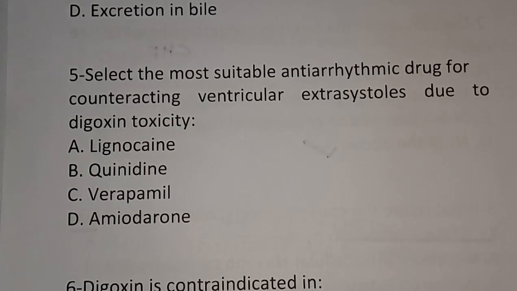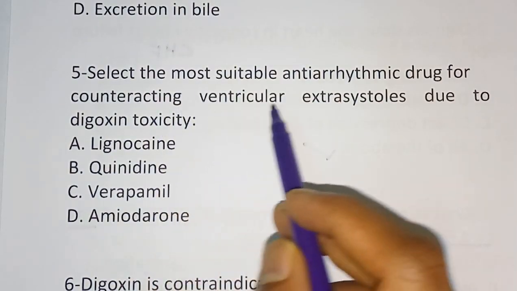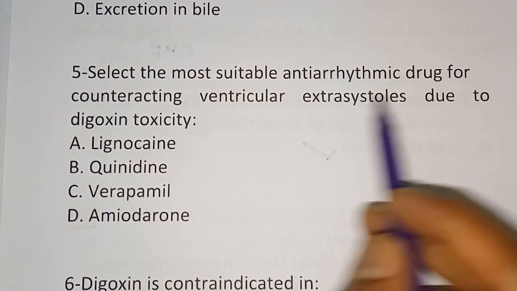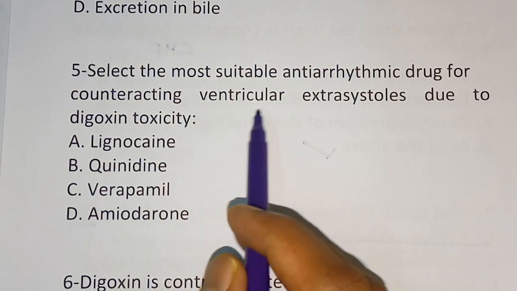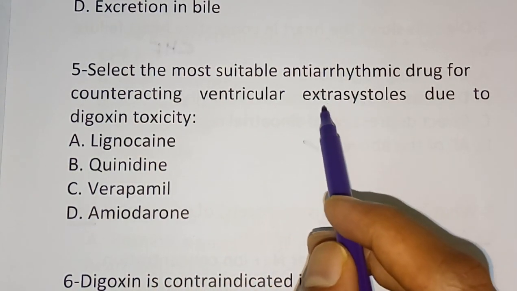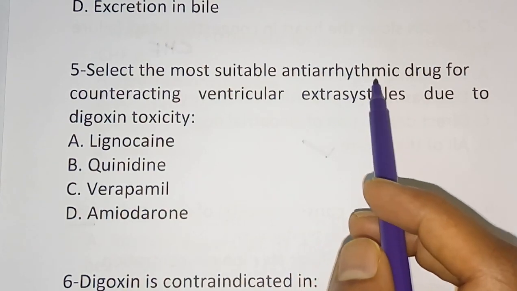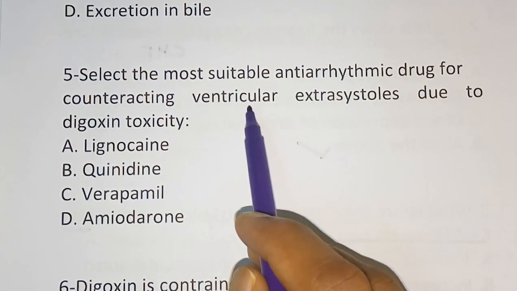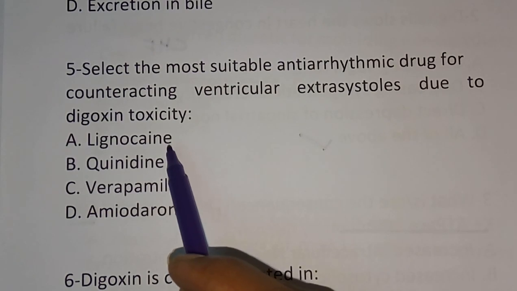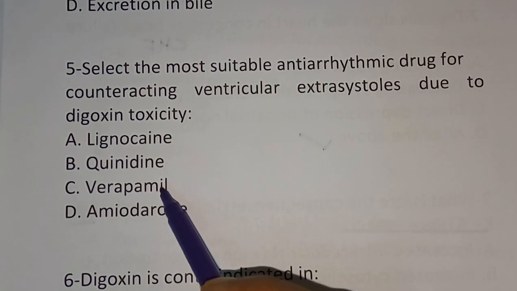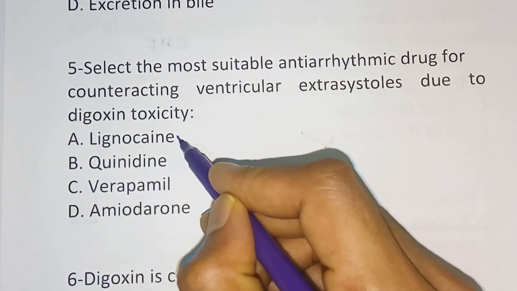Question number 5. Select the most suitable antiarrhythmic drug for counteracting ventricular extrasystoles due to digoxin toxicity. Digoxin toxicity causes ventricular extrasystole, which is a type of arrhythmia. So the drug which is used for the treatment of this ventricular extrasystole due to digoxin toxicity is option A, lignocaine, option B, quinidine, option C, verapamil, option D, amiodarone. The correct answer for this question is lignocaine.